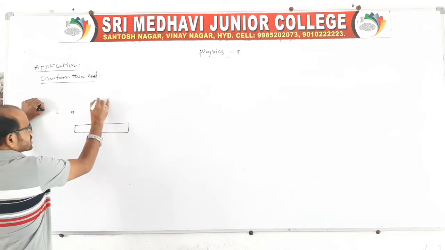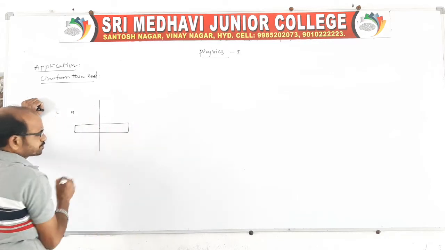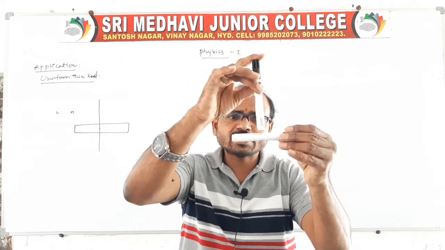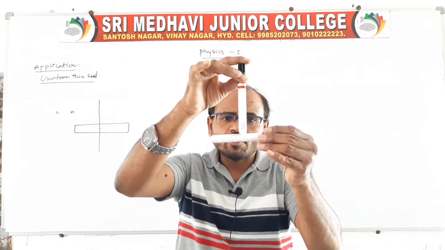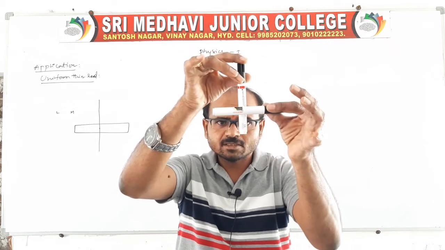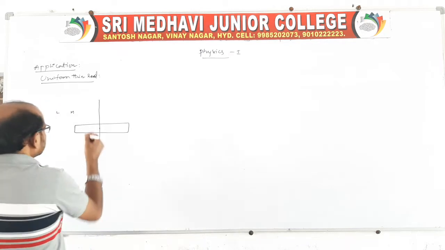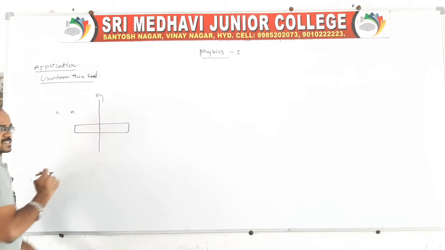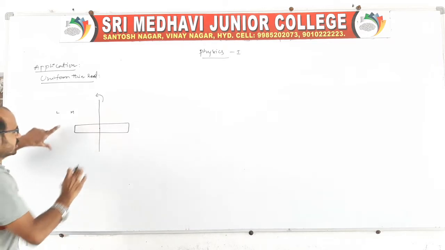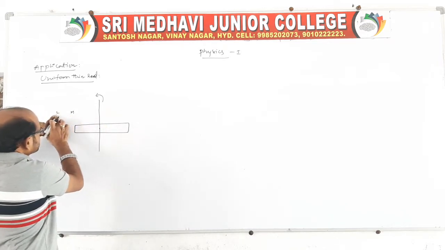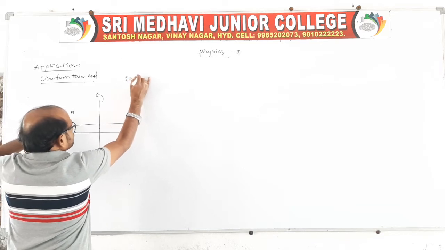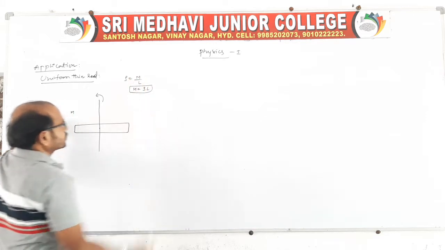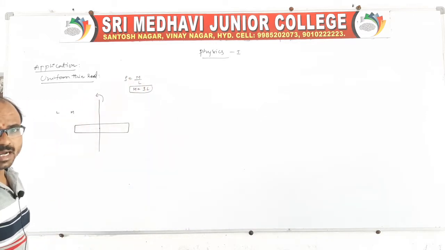Suppose the axis of rotation passes through the center of the rod, perpendicular to its length. Now we are finding the moment of inertia about this axis. The total mass of the rod is M and the length is L, so the density is mass per unit length. Therefore, mass is equal to rho into L.